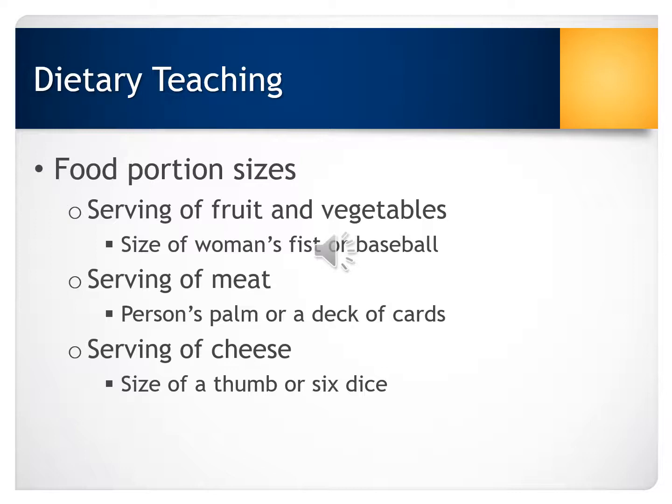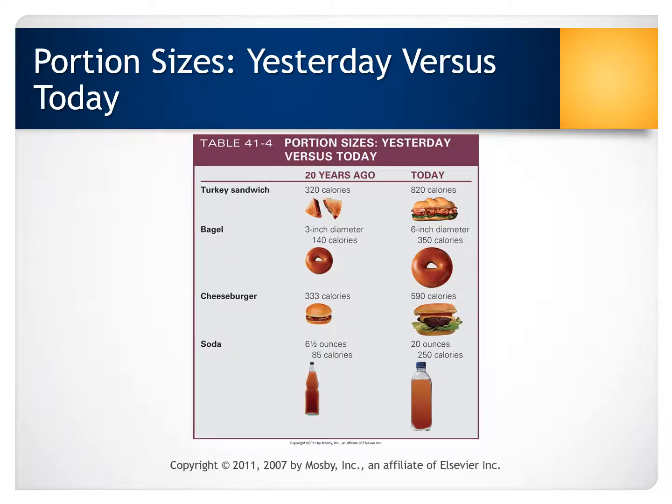Because our portion sizes have increased so much, patients often need to know the appropriate size for food portions. So they can be taught that a serving of fruit or vegetable should be the size of a woman's fist or a baseball. Serving for meat should be the size of a person's palm or a deck of cards. Serving of cheese should be the size of a thumb or 6 dice.